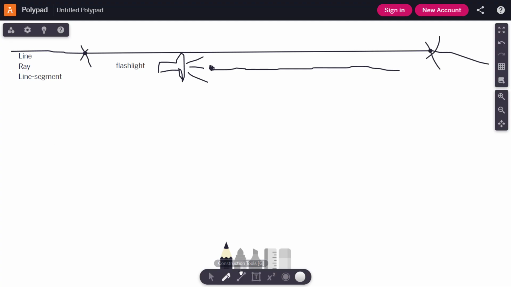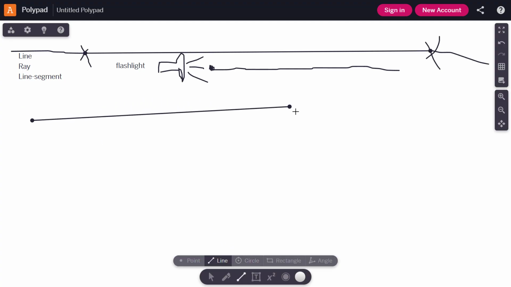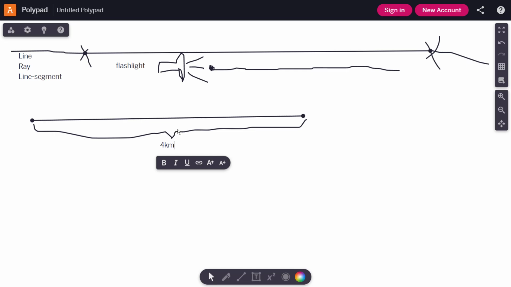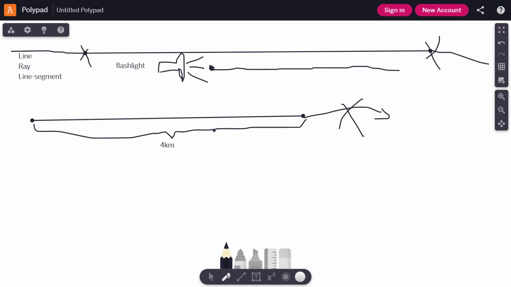Line segment. Line segment is interesting. Line segment is neither of them. You can guess. A line segment is just a piece. It's just one segment, a segment of a line. It cannot stretch in both directions. So if I make a line segment in this, and then I say this is like 4 kilometers, and then it's 4 kilometers. It can't stretch to the left. It can't stretch to the right. Can't stretch in both directions.